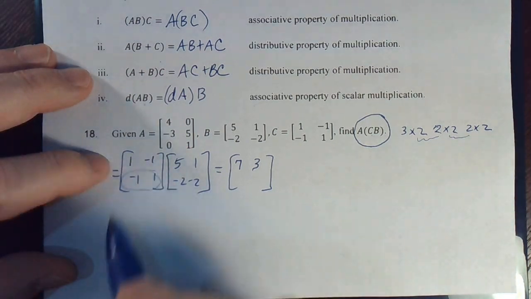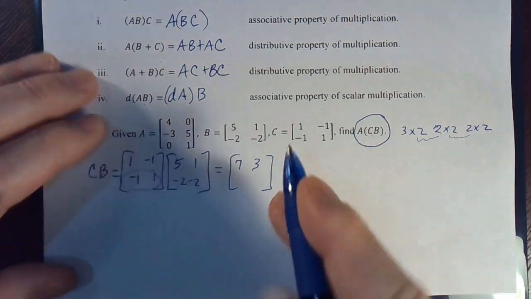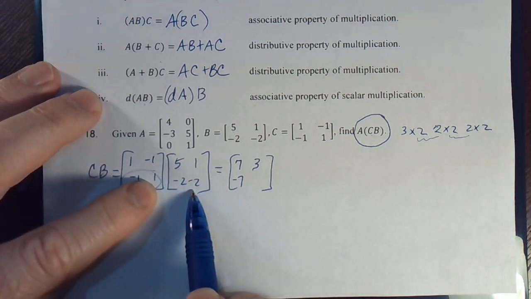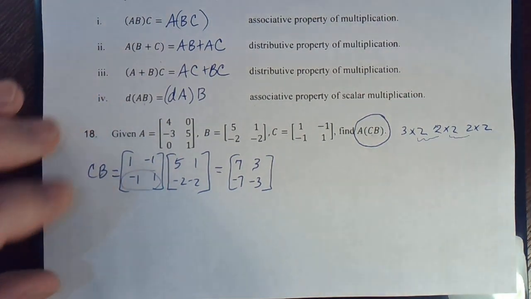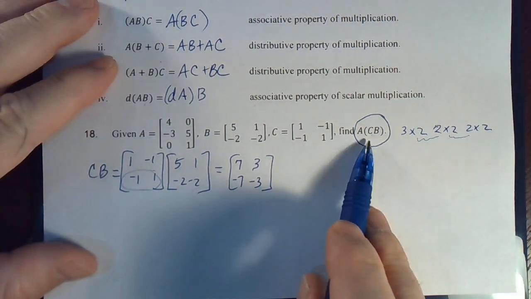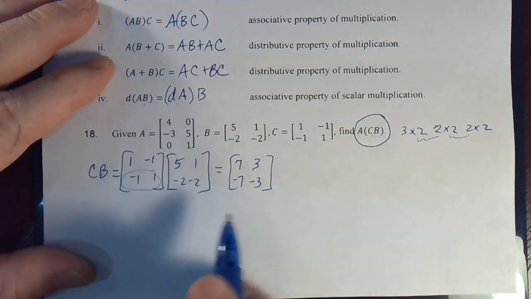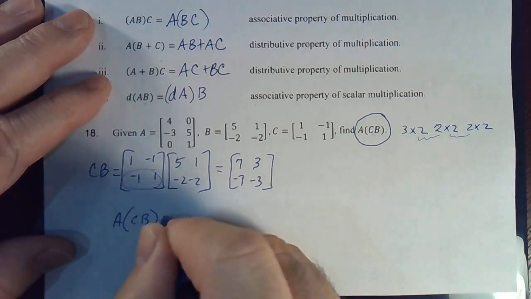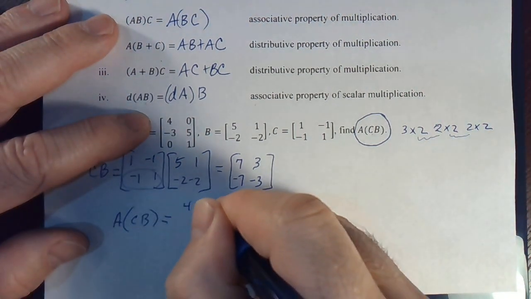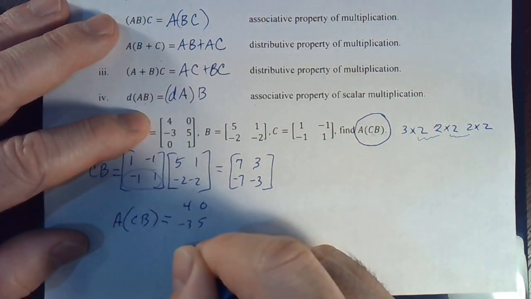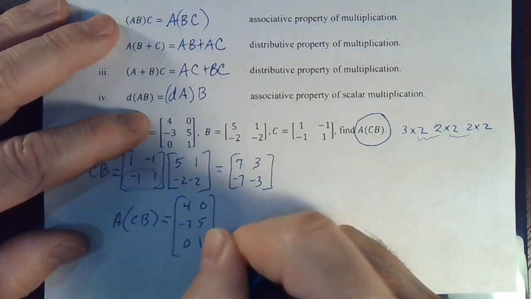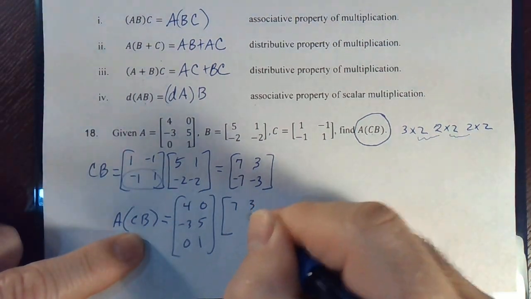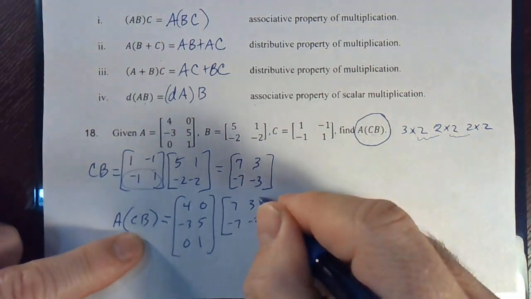Second row, come down here. Negative 5 plus negative 2 is negative 7. Negative 1 plus negative 2 is negative 3. All right, that's CB. That's what we have in parentheses. So to get A times CB, we get A, which is 4, 0, negative 3, 5, 0, 1, times CB, which we just computed to be 7, 3, negative 7, negative 3.